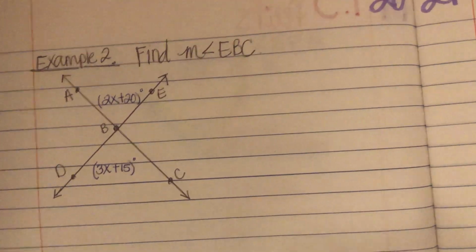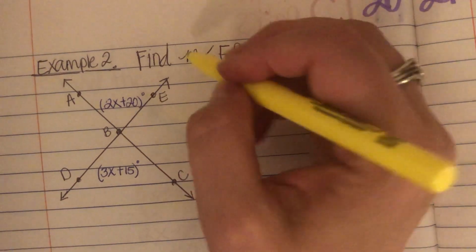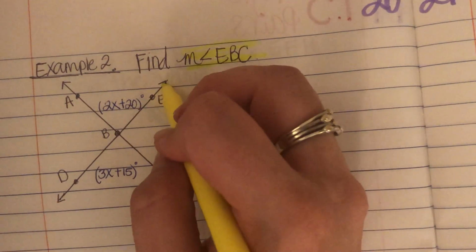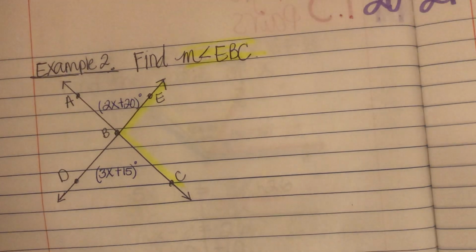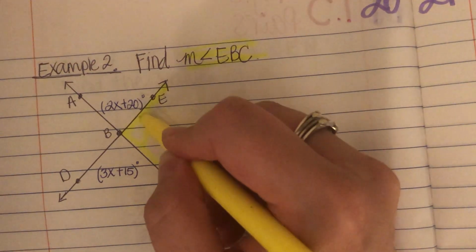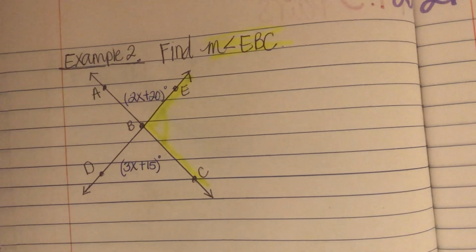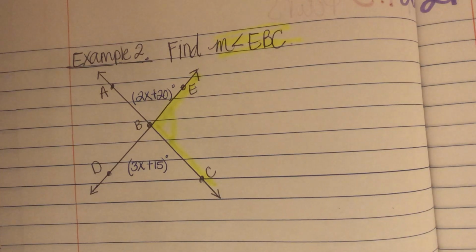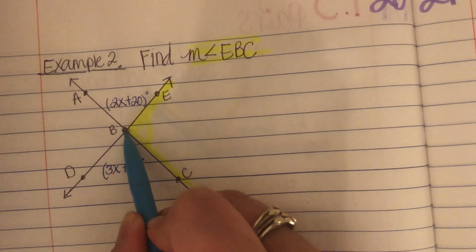All right, find the measure of angle EBC. Okay, my highlighter's going to help me out. I need to find the measure of angle EBC. So I'm going to find E, I'm going to go to B, and I'm going to go to C. I don't know the measure of this angle. There's nothing there. The only two things I see in my picture are here, but I'm seeing that vertical angle. I'm seeing that X. I'm seeing that shared point.